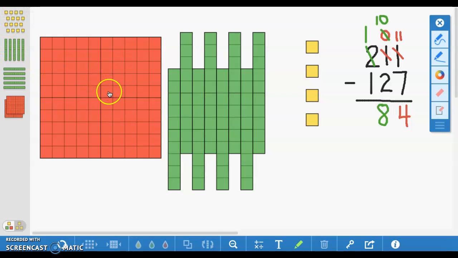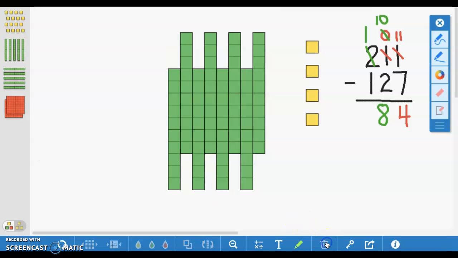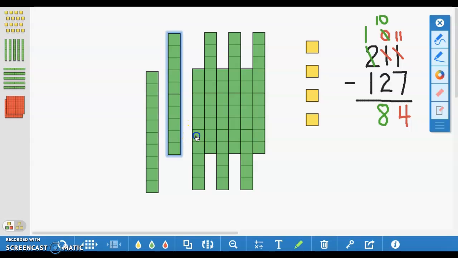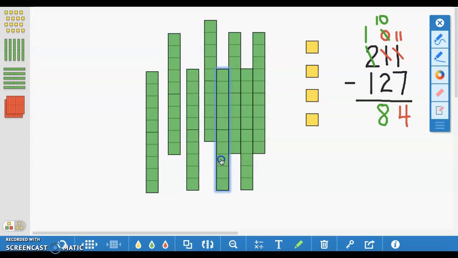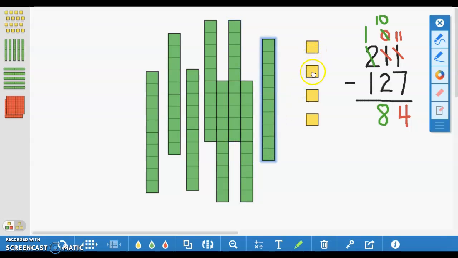Now I need to take away 1 of the hundreds. I only have 100 left, so I will select this and delete it, and I'm left with 0 hundreds. I do not need to write a 0 here. So my answer should be 84, and I can check that by counting 10, 20, 30, 40, 50, 60, 70, 80, 81, 82, 83, 84. And my answer is 84 students that are from Elmhurst Elementary.